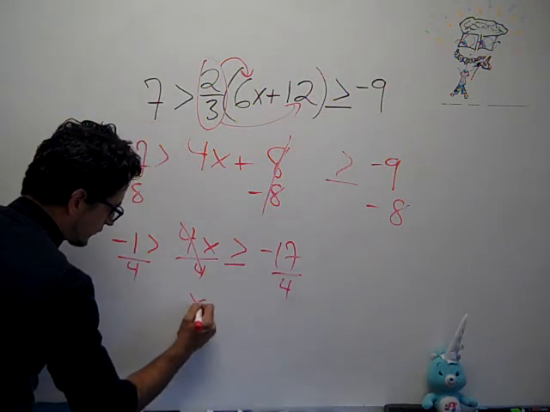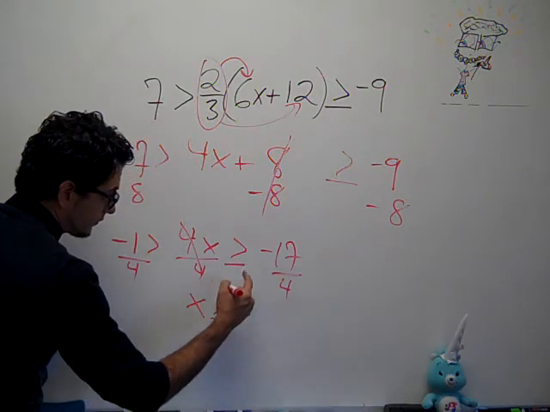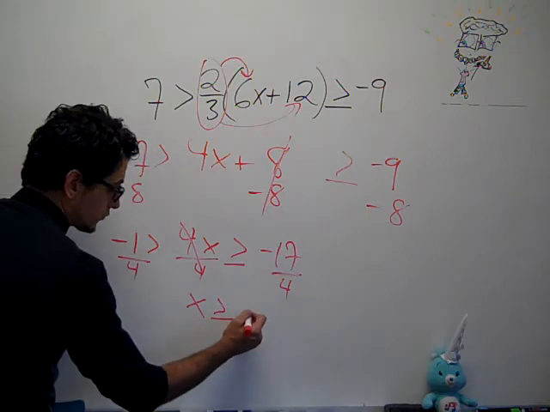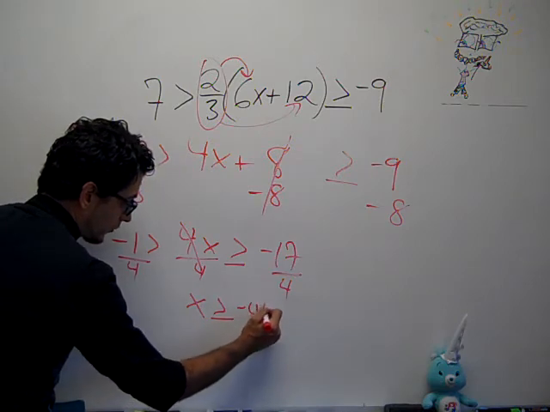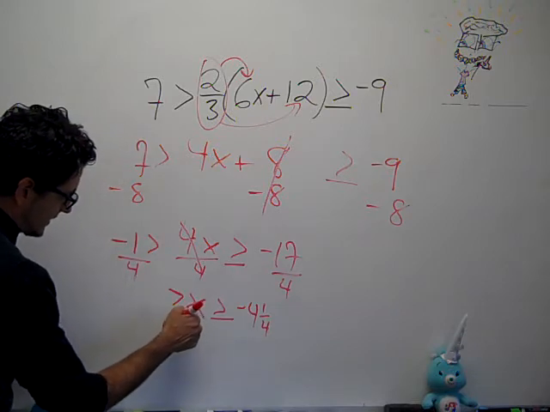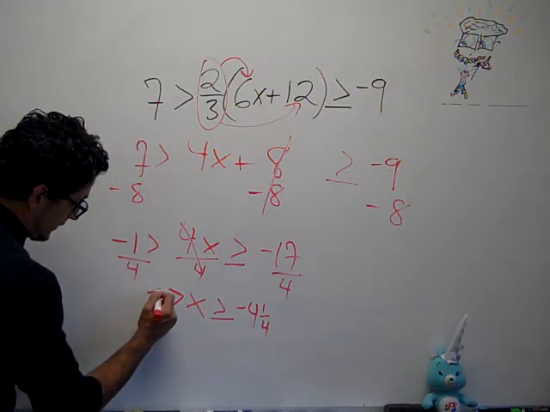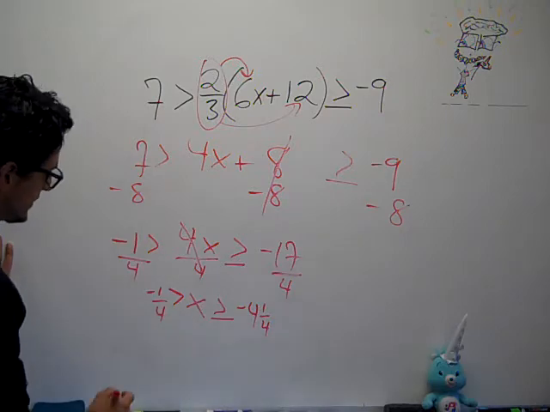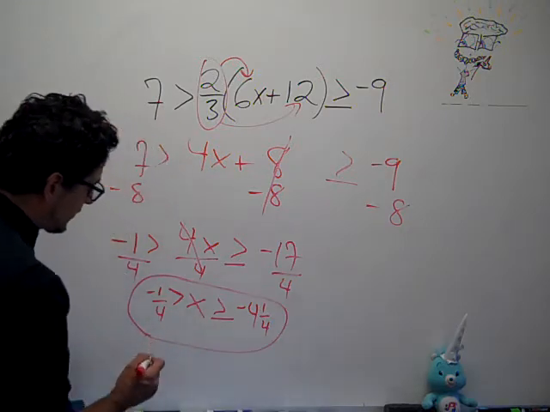Finishing this out, I divide by 4, divide by 4, divide by 4. These cancel out. I'm now left with x is greater than or equal to negative 17 fourths, which we said was negative 4 and 1 fourth, and x is less than or equal to negative 1 fourth over here. And that would graph the exact same way. So this was the answer that we found before.